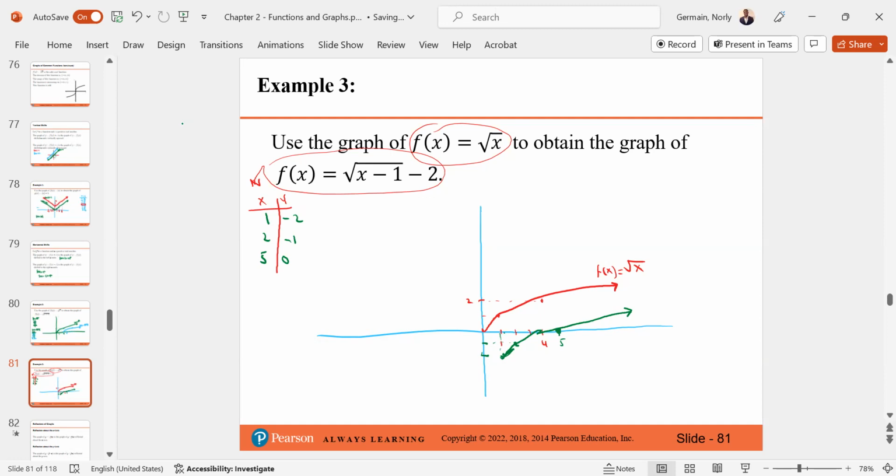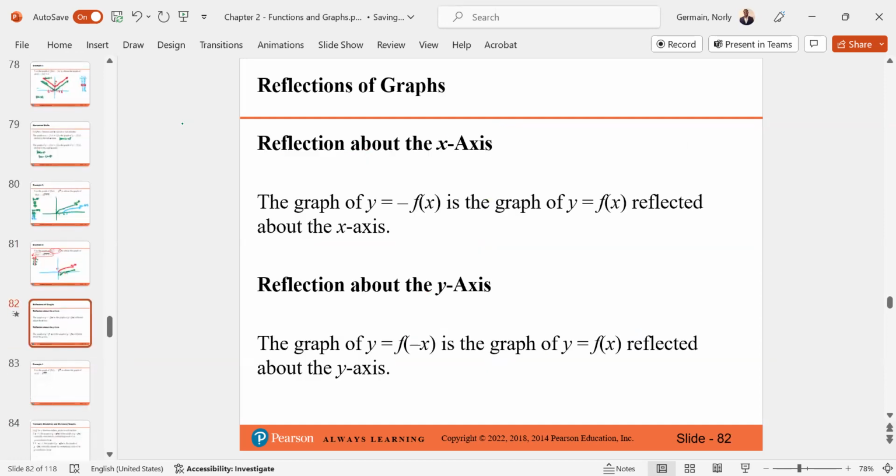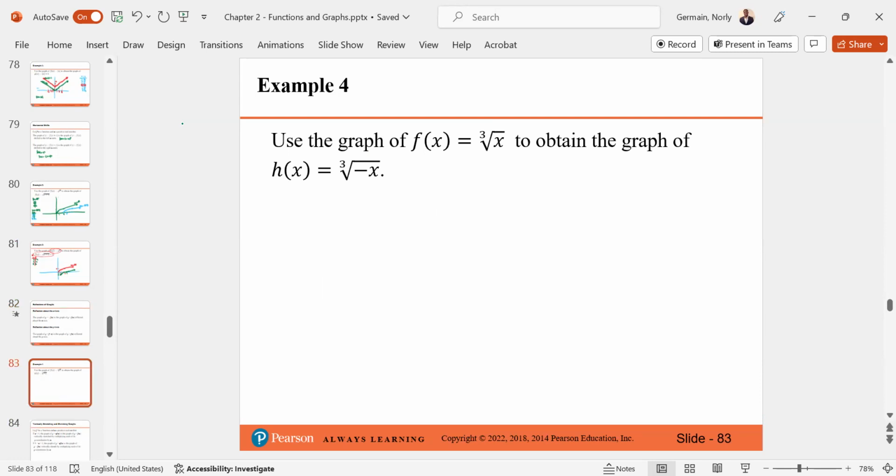All right. Now, other graphs you can see are the reflections, because I didn't go over reflections yet. The graph of y equals negative f of x is the graph of y equals f of x reflected about the x-axis. The graph of y equals f of negative x is the graph of y equals f of x reflected about the y-axis. So I know we need to go over an example for you to see what we are talking about. Let's look at this example.